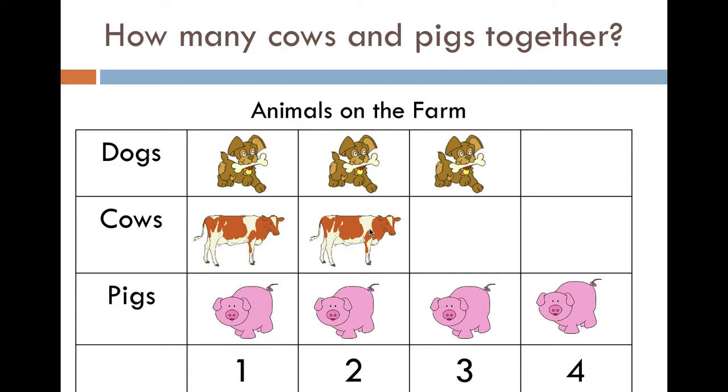Now, how many cows and pigs together? Again, together, key word for addition, we would add again. So cows and pigs, 2 cows, 1, 2, 3, 4 pigs, 2 plus 4 is 6. So we would say there are 6 cows and pigs together.